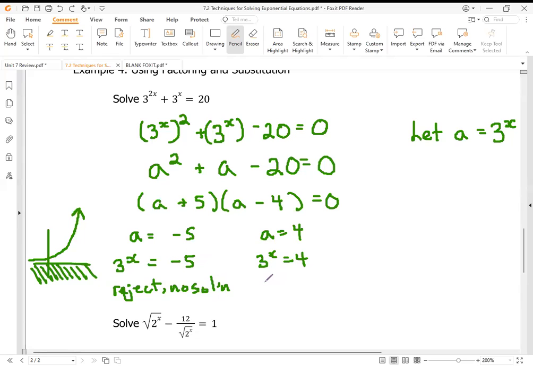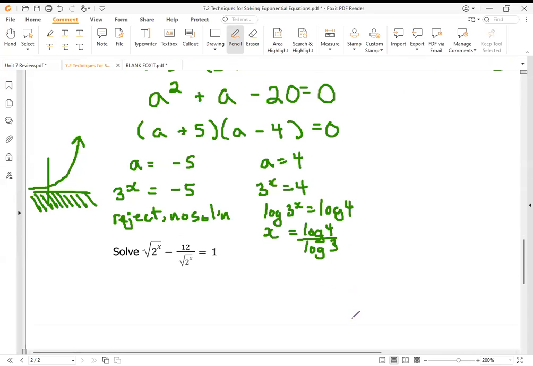So that means here I have log of 3^x equals log of 4. Power law, drop the x down. X is equal to log of 4 over log of 3. That's the answer. Wouldn't that just be log base 3? Yep. Or you can say x is equal to log base 3 of 4. That's right, same thing.